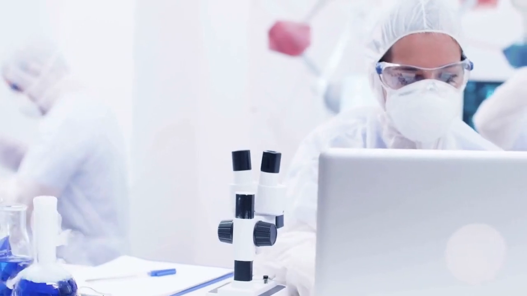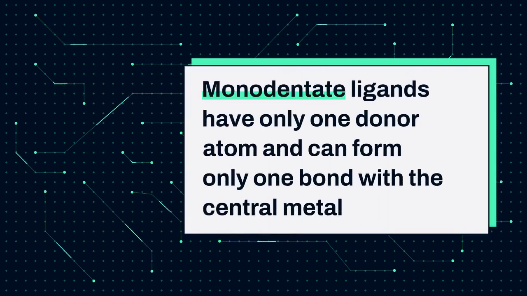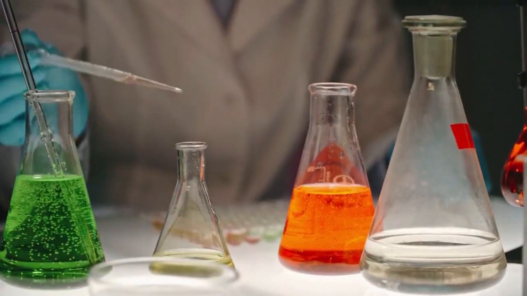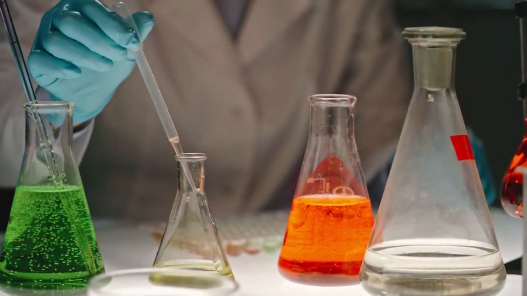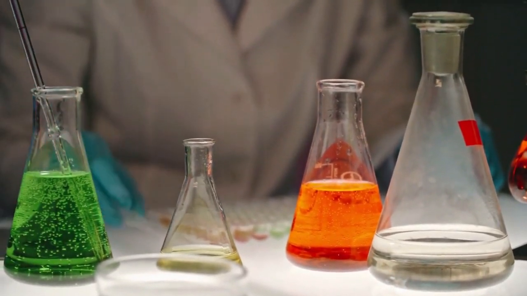The simplest type is a monodentate ligand. Mono means one. So, a monodentate ligand has only one donor atom and can form only one bond with the central metal. Think of molecules like water or ammonia. They each have one atom that can donate an electron pair, so they take just one bite.